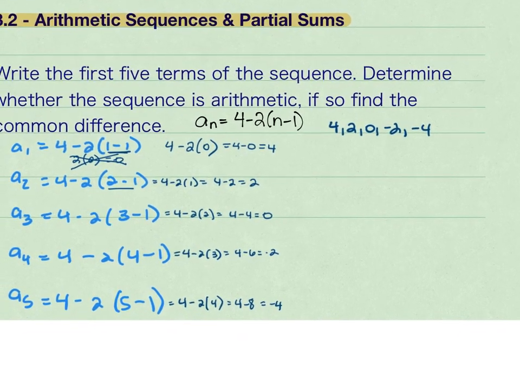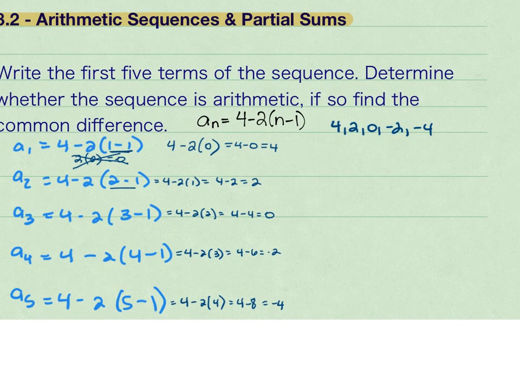The second part of the question said determine whether the sequence is arithmetic. Am I adding the same number to each of these terms to get to the next? Yes. What am I adding? Negative 2. So d is negative 2. And then find the common difference, that's what we just did. So it's a yes, and the common difference is negative 2. Make sure you're reading your instructions. Don't miss points because you didn't answer part of it. There's a lot with multi-part questions, so you would need all of this as your answer.